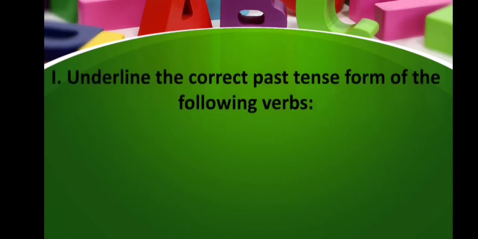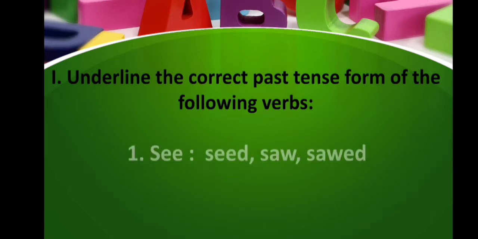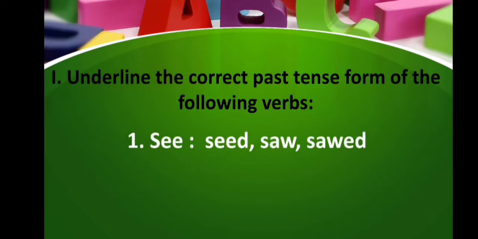The first exercise is, underline the correct past tense from the following verbs. The first one is see, and the options are seed, saw and sawed. Here you can see the word see is an irregular verb. So here the past form of the verb will change the spelling. That's why the right form of the verb will be saw.